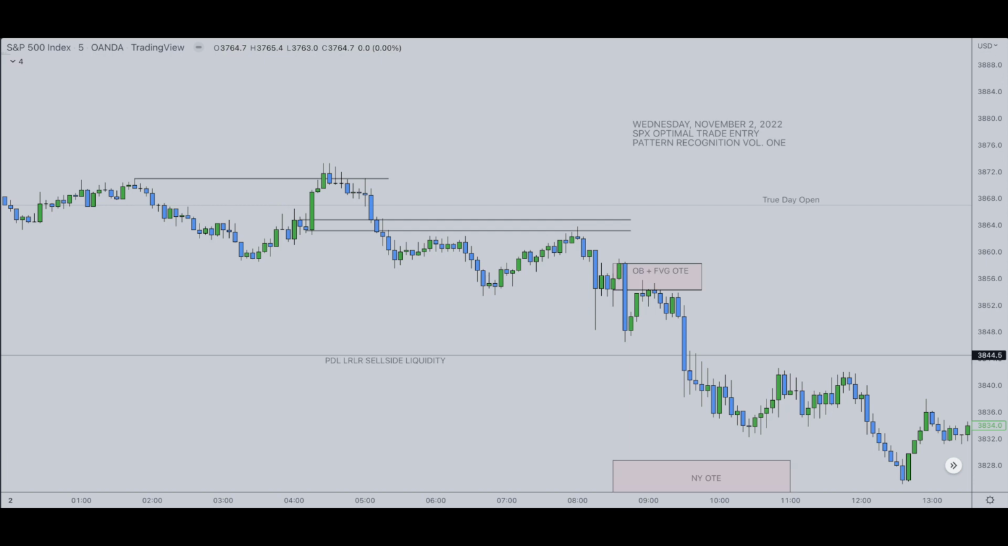Okay, so these are our annotations. This is Wednesday, November 2nd, 2022 New York session. This is an SPX or S&P 500 optimal trade entry. This is our London session. It starts here at 2 a.m. London kill zone. We can see price comes up, trades higher, runs the buy side, then breaks down. We start getting this consolidation here.